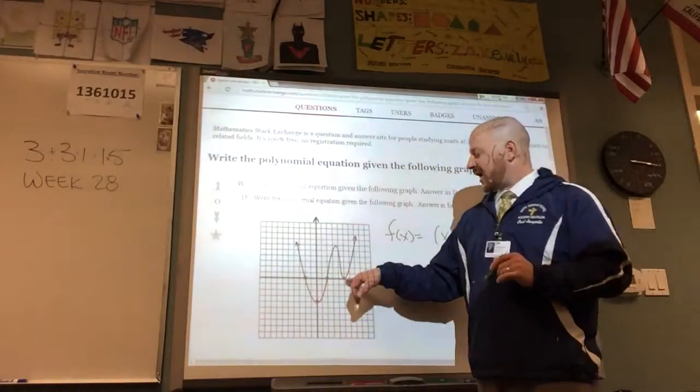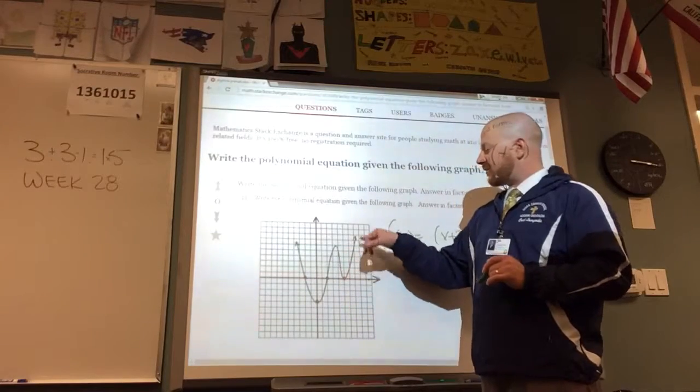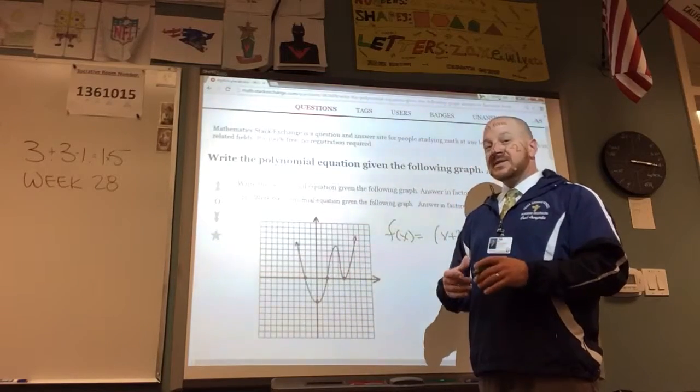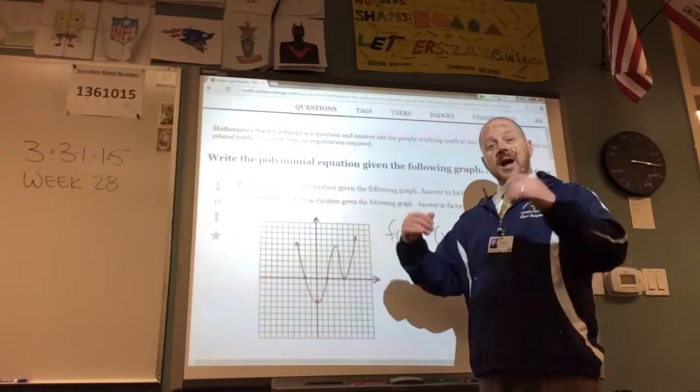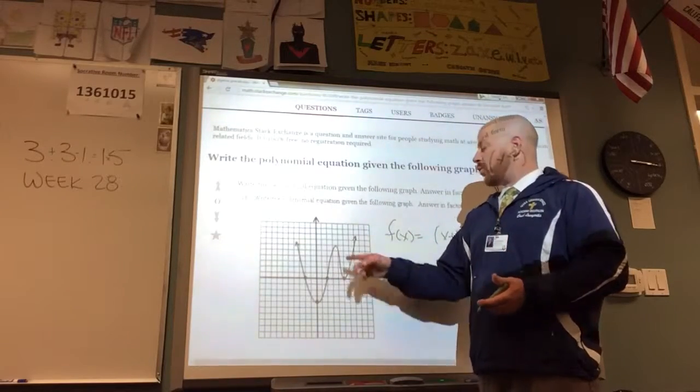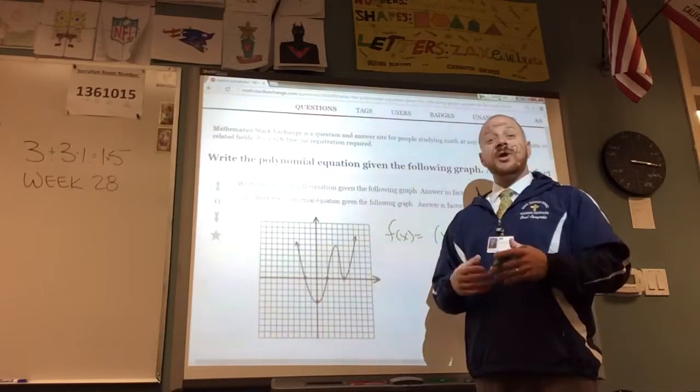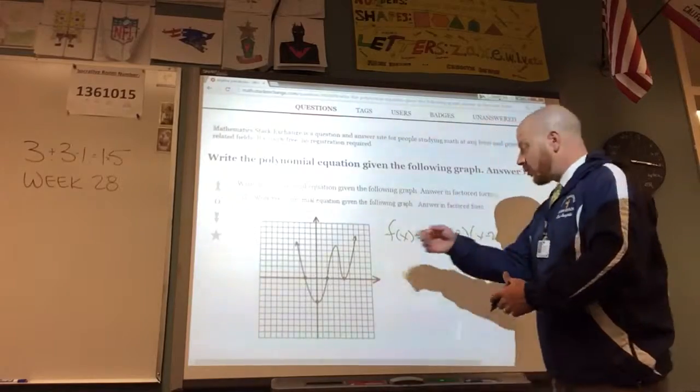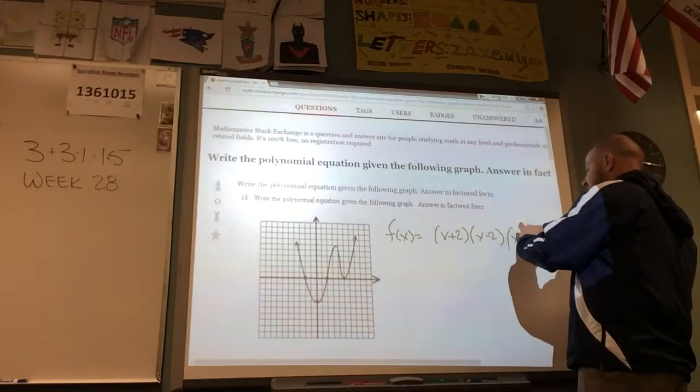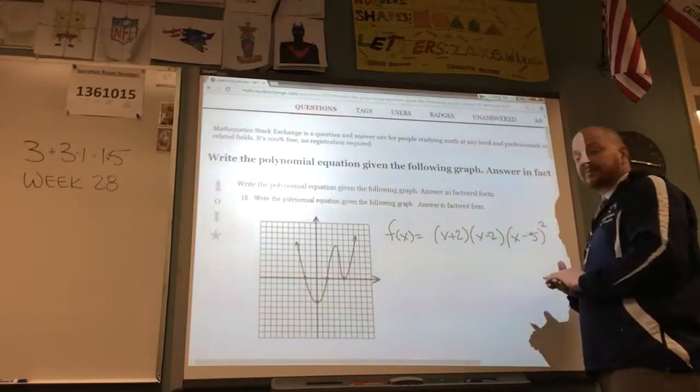And then out here at 5, where x equals 5, I'm actually bouncing off and going back. That's almost the same thing as passing through twice. You can almost think of how many directions did you go through it. Whenever you bounce off the x-axis, that means you have a multiplicity of 2. In other words, this is going to be a factor of x minus 5 squared on the end, okay?